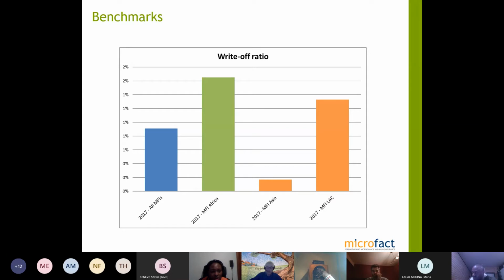This year, if new data were available for 2020, you would see that the write-offs will be extremely high because of the corona.